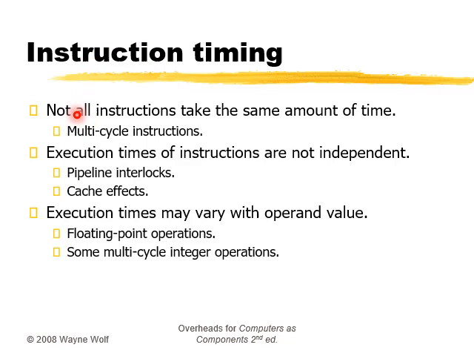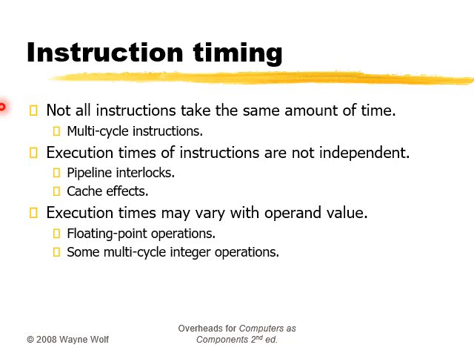The reasons are: not all instructions take the same amount of time. We can have multi-cycle instructions which require multiple cycles. Execution times of instructions are not independent, so one instruction's time can depend on another's. This includes pipeline interlocks and cache effects. And lastly, execution time may vary with operand values. If we have an integer, we have a different time. If we have a floating point operation, we will have a different time. If we have a multi-cycle integer operation, we will have a different time. So these are the instruction timing issues.